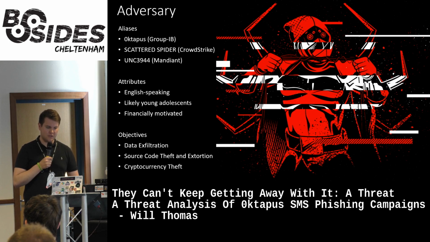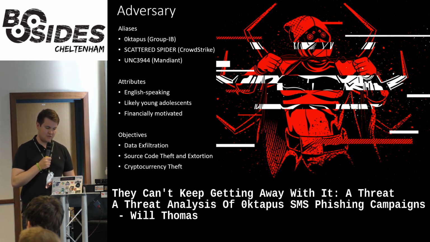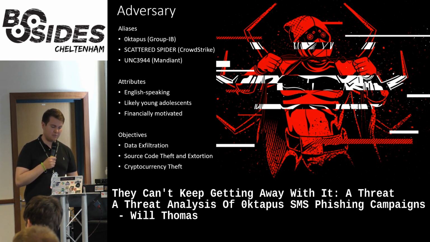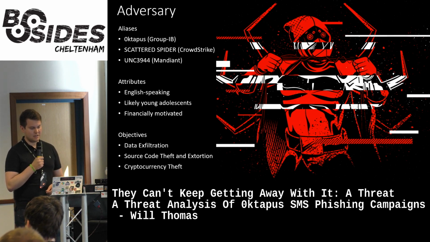So attributes: they're English speaking. They're likely young adolescents, based on some of the information provided by Group-IB, as well as the sometimes immature nature of these attacks and the preference of the tools they're using. Financially motivated threat actors is pretty much who these guys are. They're not nation state threat actors. They're using pretty straightforward tactics and techniques, and it's rare to actually see some sort of intelligence group using SMS phishing and vishing as well.